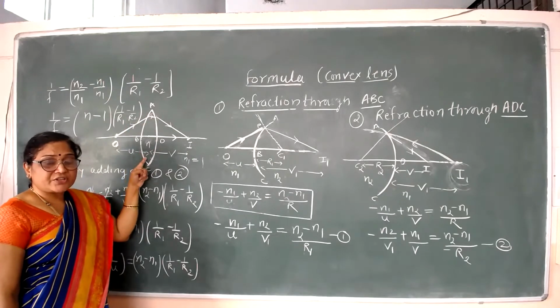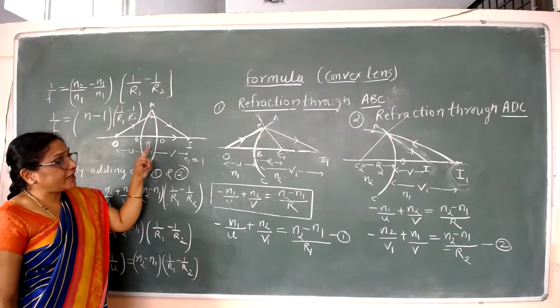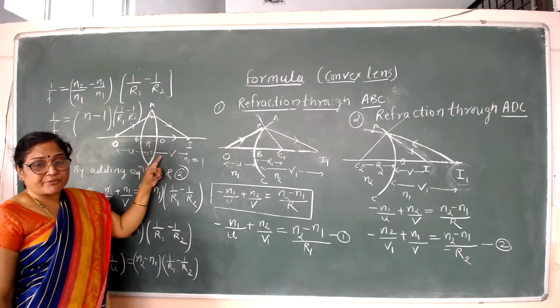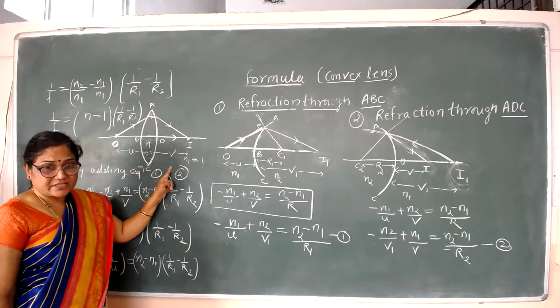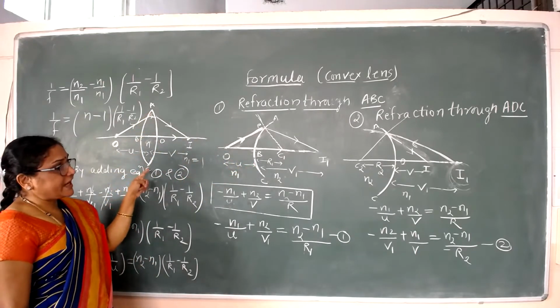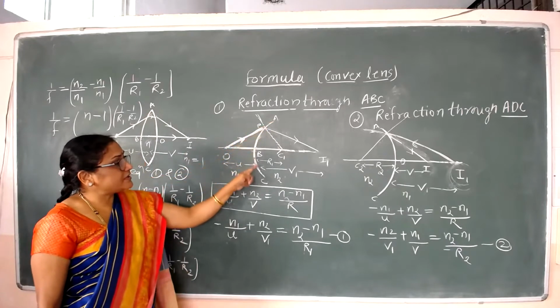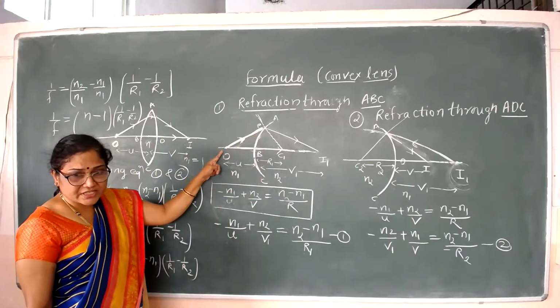In this derivation, we derive the relation, the final image formation, how the image is formed due to two spherical surfaces. First we consider the first spherical surface ABC, where the point object is situated.